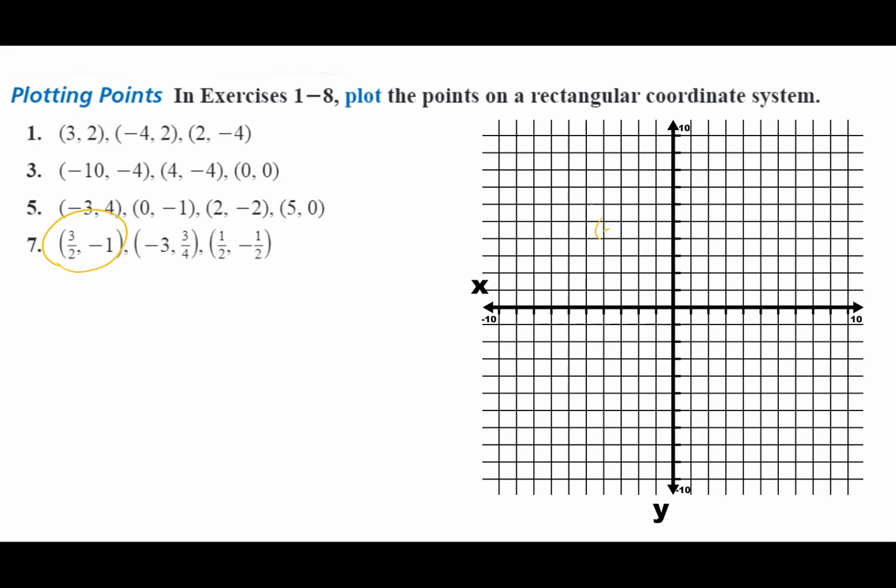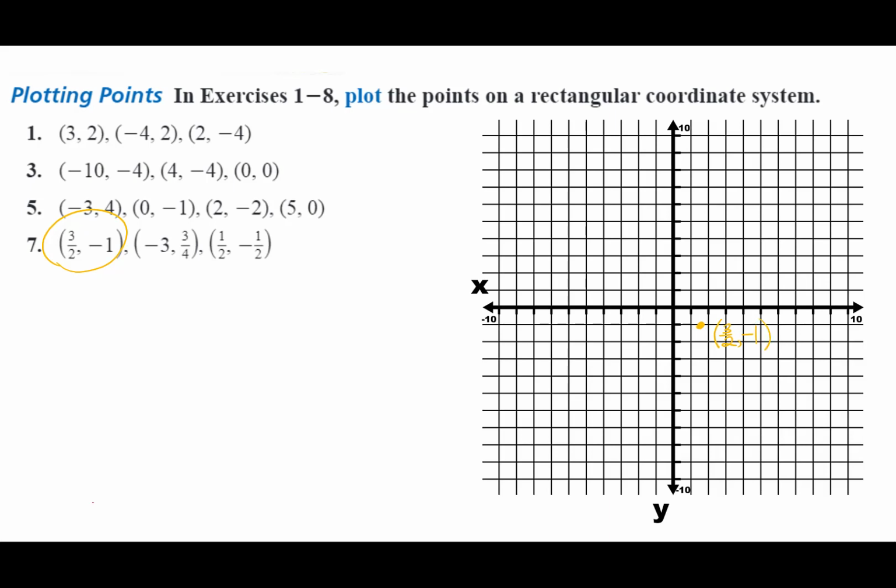Always start back here at the origin. 3/2, it's easier if you change these fractions into a decimal. So 3/2 equals 1.5. So we'll move 1.5 to the right on the x-axis and then down 1. And so it's going to sit right there, in between where we have the grid because it just was halfway. But that is the ordered pair 3/2, -1.